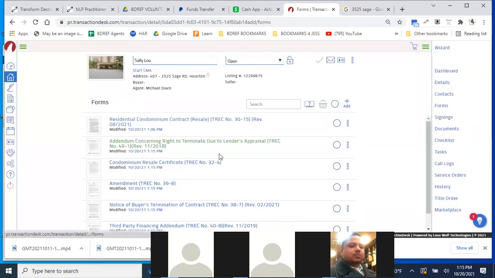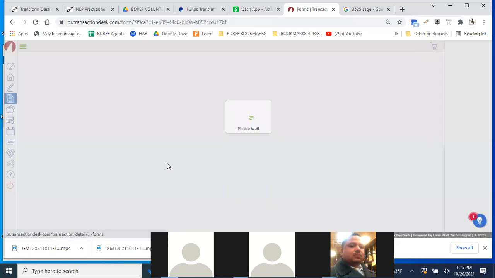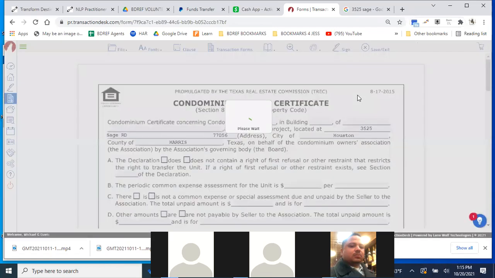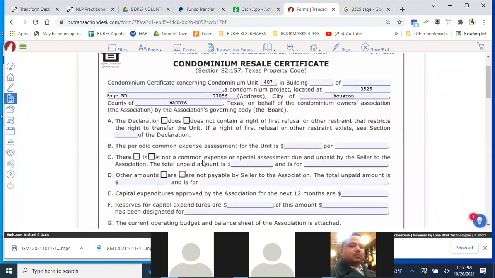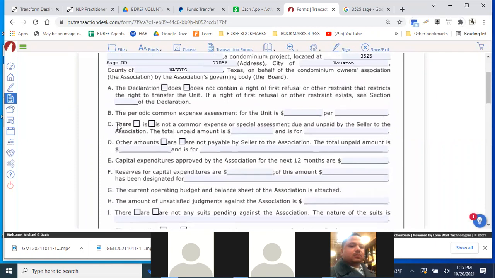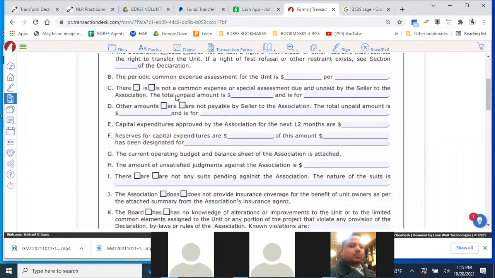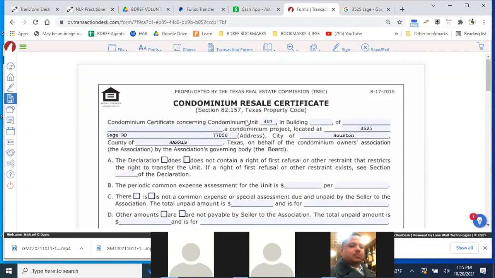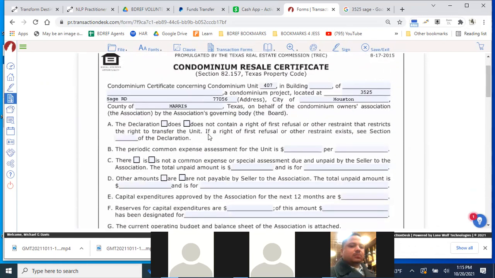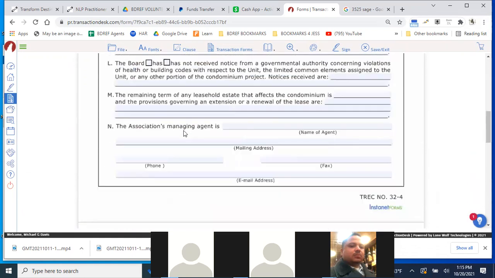All right, so we look at the contract. So this is that condominium resale certificate. Like I said earlier, what you would do is send this to the condominium association or the condominium owners association, and then they will fill this form out. These are some of the questions they ask about declaration, common expense assessment, capital expenditures. Understand, you don't need to know what none of this stuff means. Just know that this is information, and they know what it means. When a condominium owners association receives one of these, they're going to know what this thing is asking. So all you need them to do is fill it out.